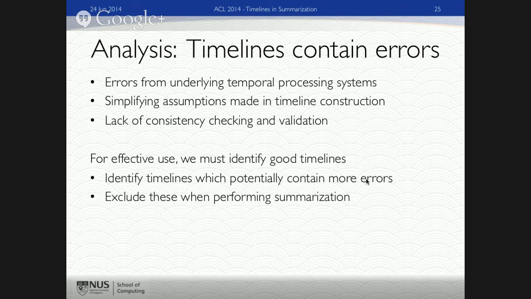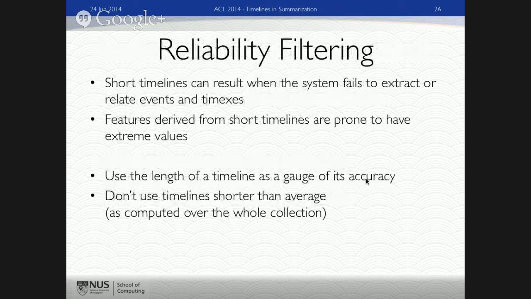So we need to identify which timelines might not be so good for summarization and exclude those for use in the summarization process, and just run basic summarization for those where we think our time information is not effective. And so Jinping introduced this reliability filtering method. It's very, very simple. Basically, it just says that if you create a timeline from a document and there are not enough time spans in it, not enough different discrete pieces of information from it, we're not going to use that in the summarization pipeline.